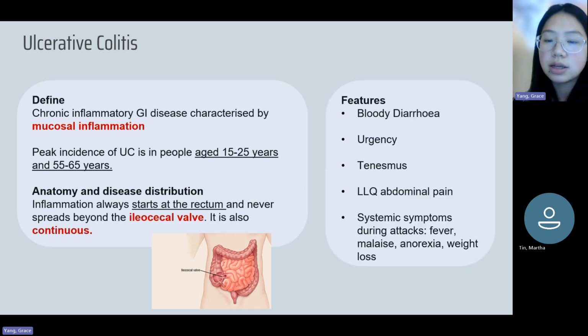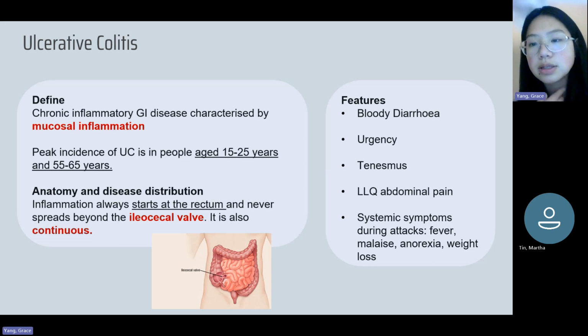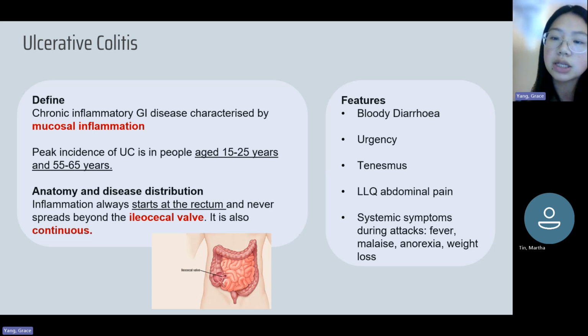So how would they present? Unlike Crohn's, they'd have bloody diarrhea. They'll have urgency and tenesmus, and lower quadrant abdominal pain. Left lower quadrant. They might also experience systemic symptoms such as fever, malaise, anorexia, and weight loss, and usually that occurs when they have a flare-up of their UC.